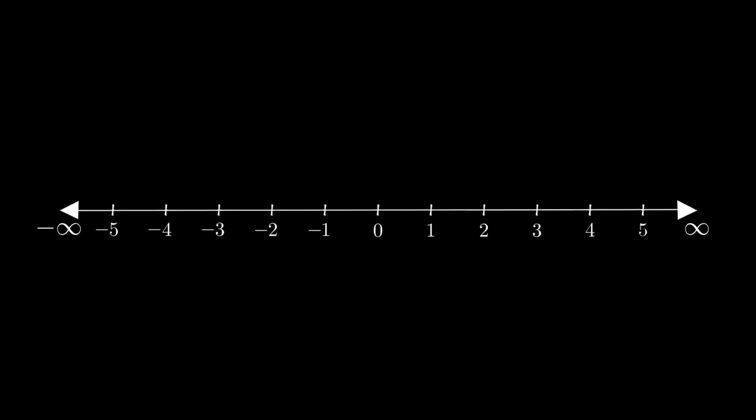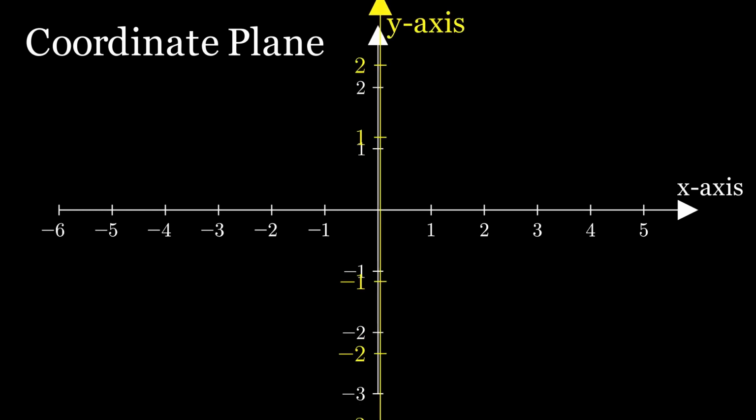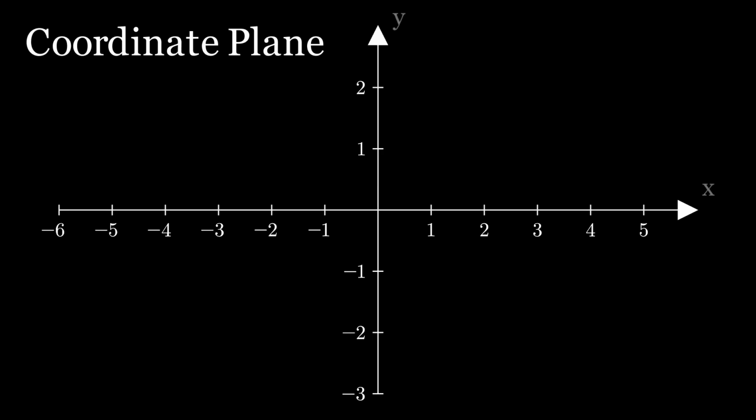Let's bring in another dimension. This is called the coordinate plane. Notice we still have our left and right dimension, our number line. It's now called the x-axis. But we also have this up and down number line, this vertical number line called the y-axis.